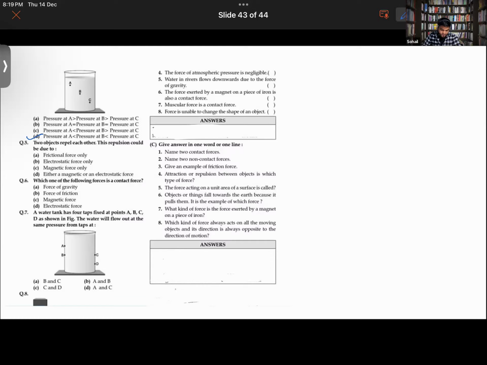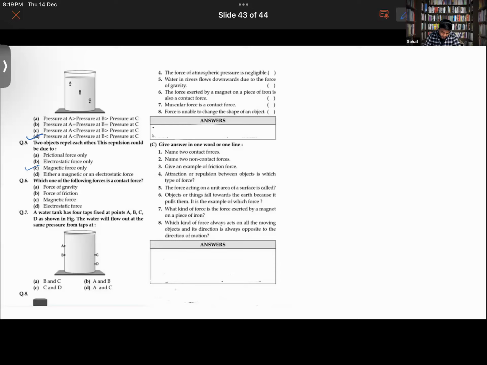Question number 5. Two objects repel each other. This repulsion could be due to magnetic force, due to the magnetic effect. Okay, magnetic force only. But then look at option D also, guys. The electrostatic force is an attractive force, not a repulsive one. Yes, sir, it attracts. Exactly.